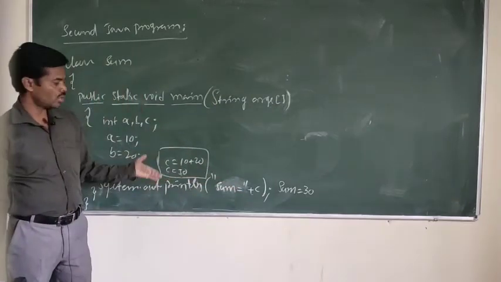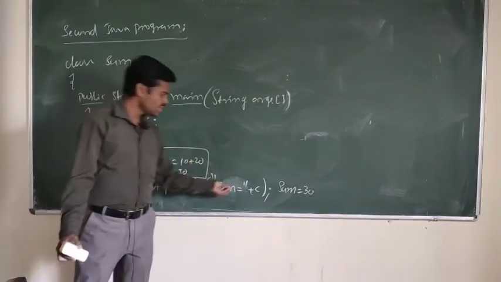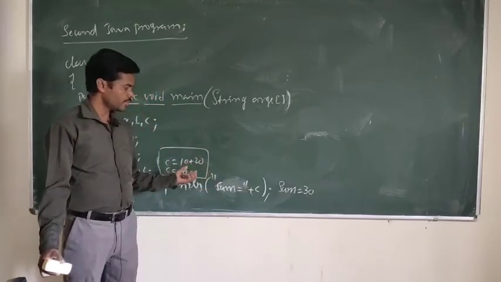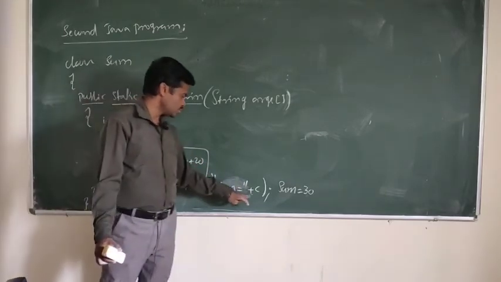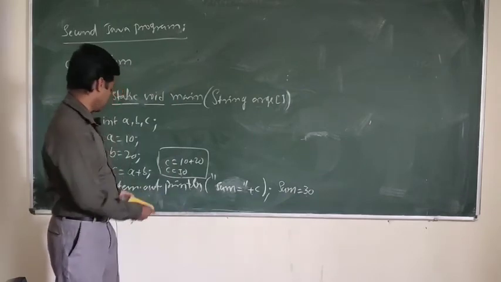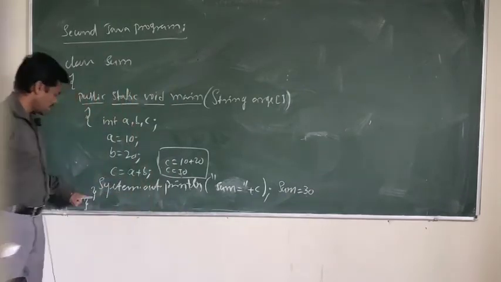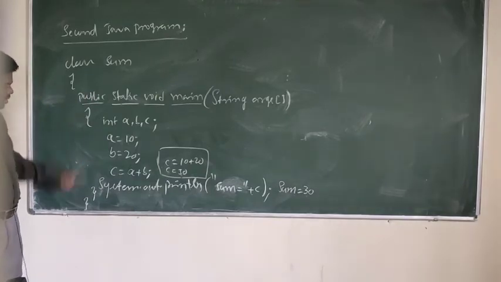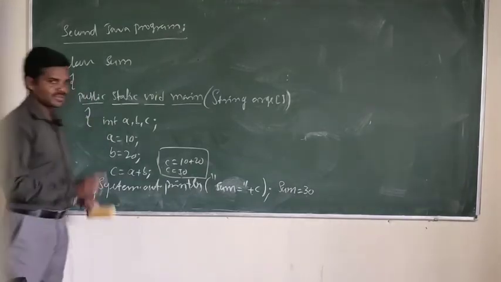In Java, if you want to add a string and variables, or if you want to join the results of two or more variables, you can concatenate using the plus operator. That is called concatenation or joining. Now after that, end of the main method, end of the class. So this is adding the two numbers.